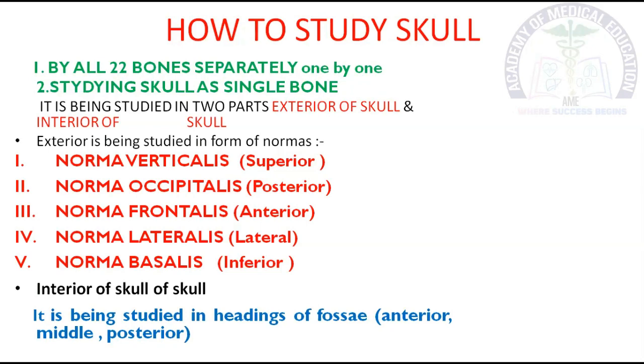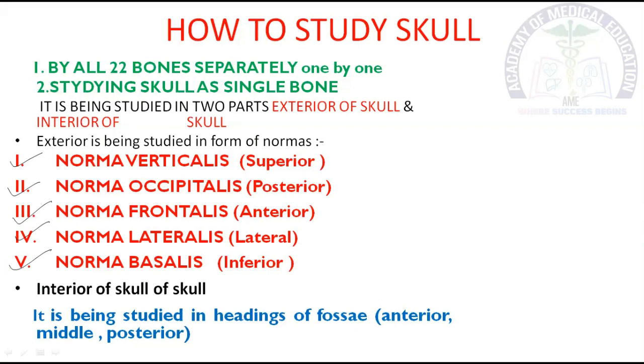So it is studied again. That is why studying the skull as a single unit is done in two parts: the exterior of the skull and the interior of the skull. The exterior is studied in the form of normas. First is the norma verticalis, then norma occipitalis, norma frontalis, norma lateralis, and norma basalis.